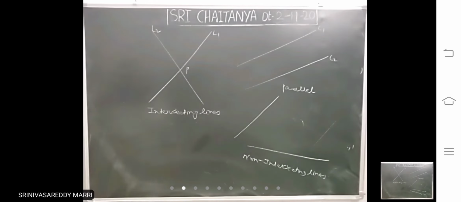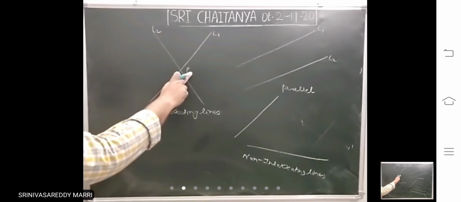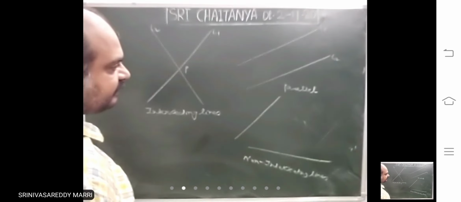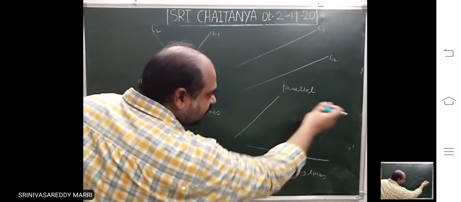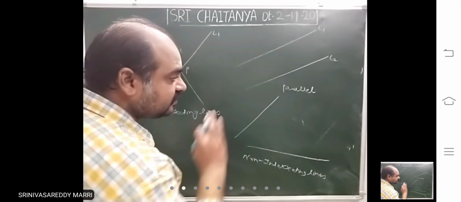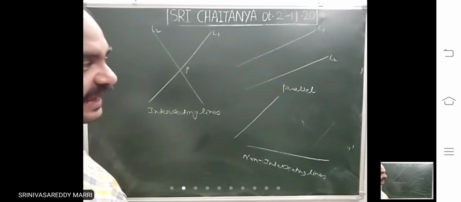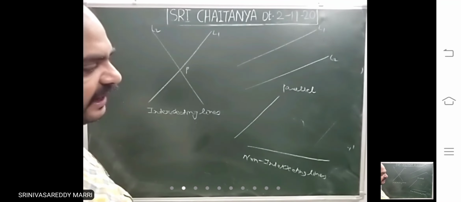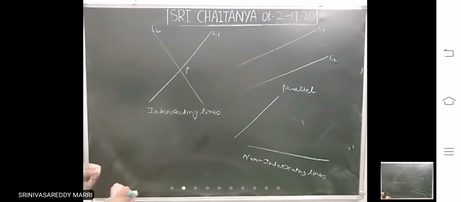So if they are intersecting, how do we find the intersection point? In 2D geometry, what we have done is take two lines and solve for x and y, and then you got the point of intersection. Here also you have to do the same thing. X, Y, Z you have to calculate. Let us see how to find the point of intersection.